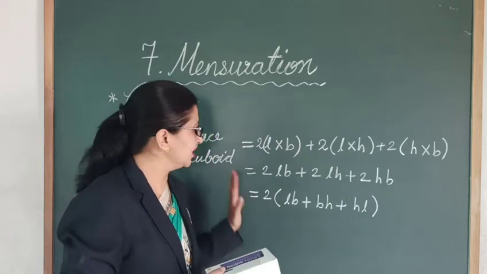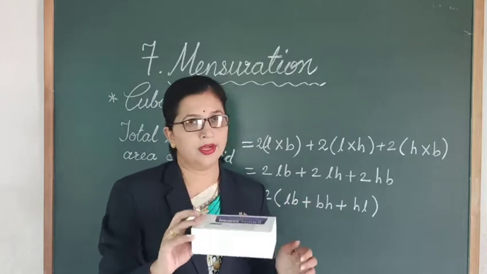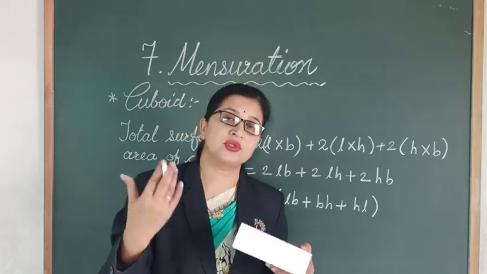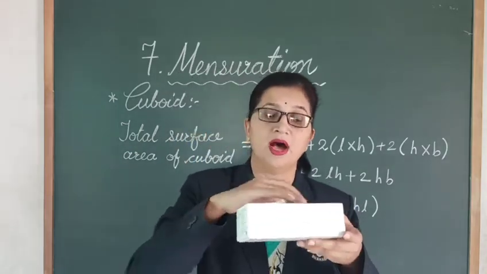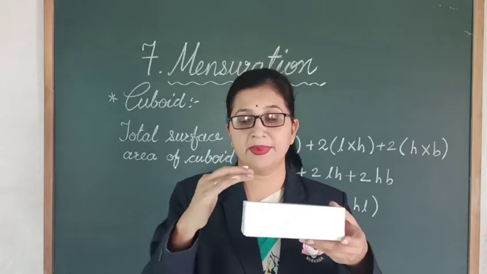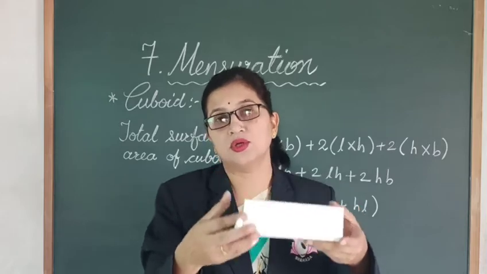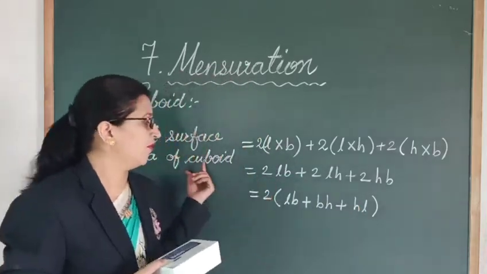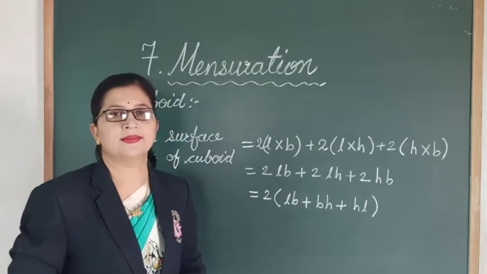By using this formula we can find out the total surface area of a cuboid, and this formula will help us to solve the examples. Suppose you get the question: how much cover, how much paper is required to cover this box? To get the answer to such a question, we have to use this formula of total surface area of a cuboid.